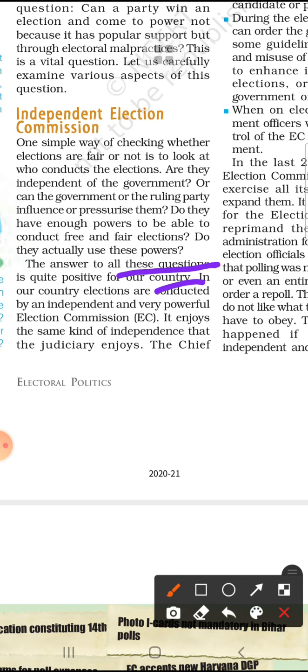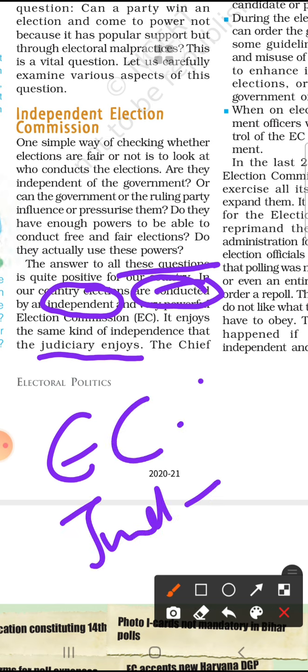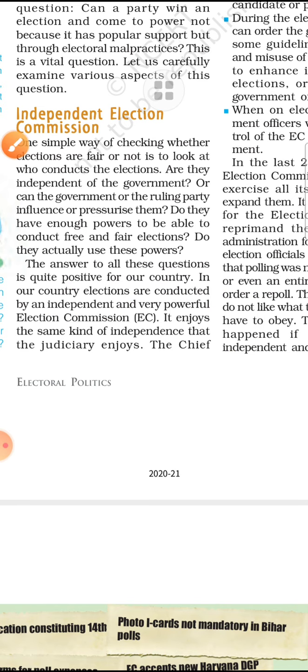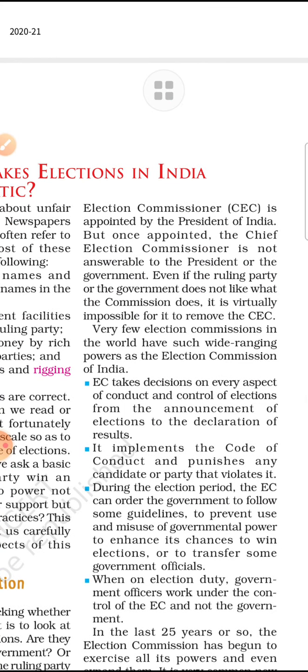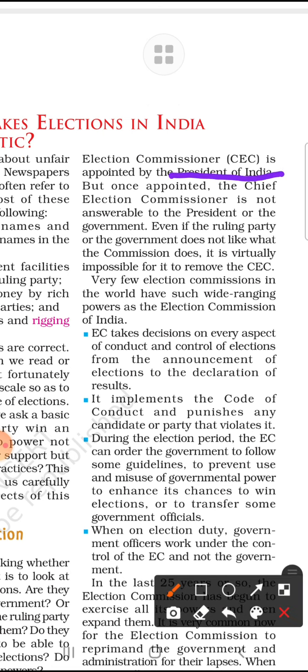Our elections are conducted by an independent and very powerful Election Commission, that is, the EC. It enjoys the same kind of independence that the judiciary enjoys. Independent means nobody can interfere, whether it is the Prime Minister or the President, in the affairs of these institutions. The Election Commission is appointed by the President of India, as is the judiciary. All these things you read in your junior classes. But once appointed, the Chief Election Commissioner is not answerable to the President or the government, even if the ruling party or the government does not like what the commission does. It is virtually impossible to remove the EC. Once they are appointed by the President of India, the power cannot be taken away without solid reason.